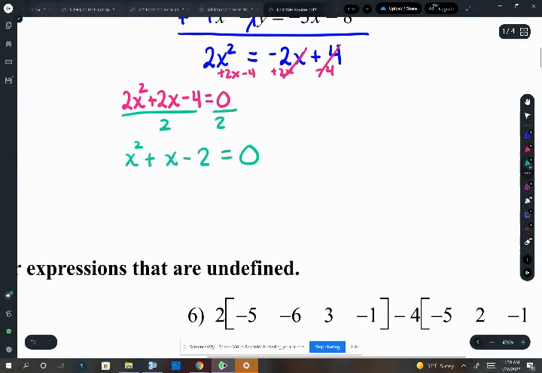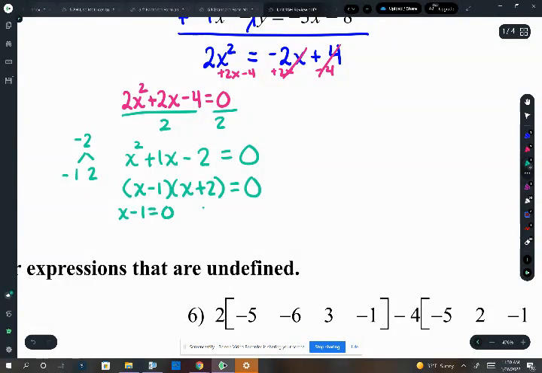And now we're back to that same idea. We're looking for factors of -2, so 1 and 2. But this time I want a +1, and so that makes the smaller one be our negative. And so we've got x minus 1, and we have x plus 2. If we set each of them equal to 0 and we solve, we add 1, so x equals 1, and then subtract 2, so x equals -2. So these are my two x solutions.